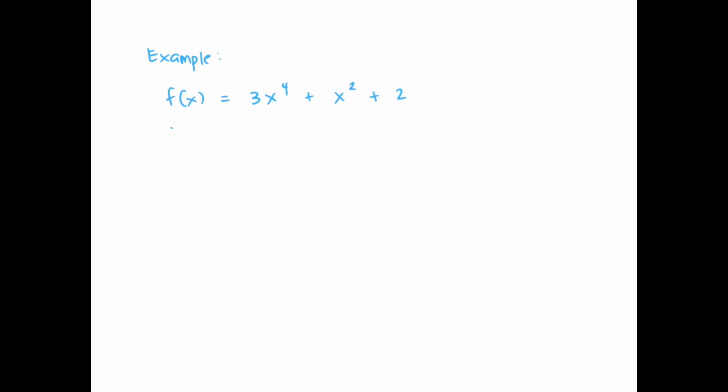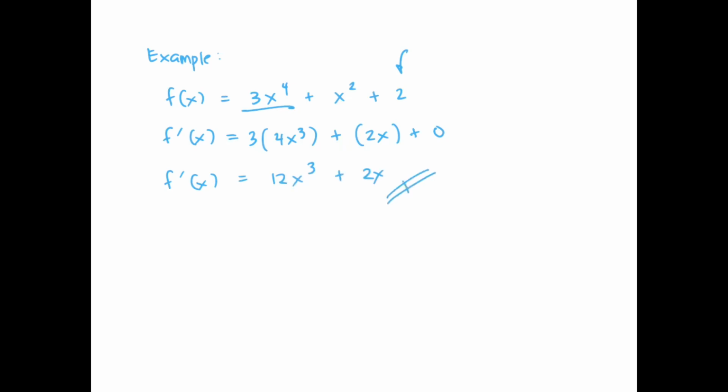So for example, the derivative of f of x would be equal to, let's apply the rule to this, 3 times 4x cubed plus 2x, and the derivative of a constant is equal to 0. So that's it. Then you simplify that. The derivative of that function is in fact 12x cubed plus 2x. Once again, you just have to apply the rules of differentiation to each term in our function.